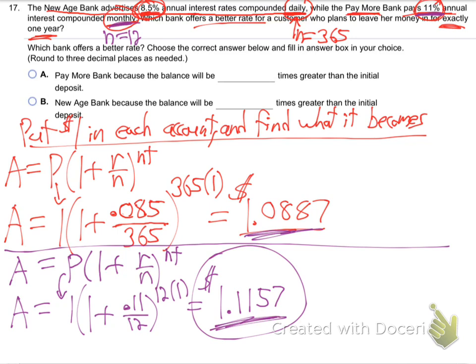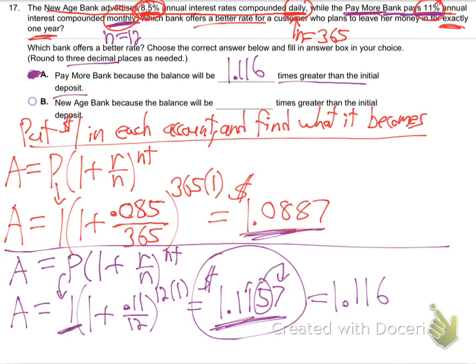This pays more. And you'd choose the Pay More one. The 11% is the Pay More. That's the better one. And how many times greater? They say round to 3 places. So if you round this to 3 places, 1.12, right? Oh, wait, no, that's not right. 3 places out past the decimal. Look 1 to the right, 1.116. So 1.116. That's how many times greater, because $1 became $1.116. So that's how many times greater my dollar grew. And so there's the answer.